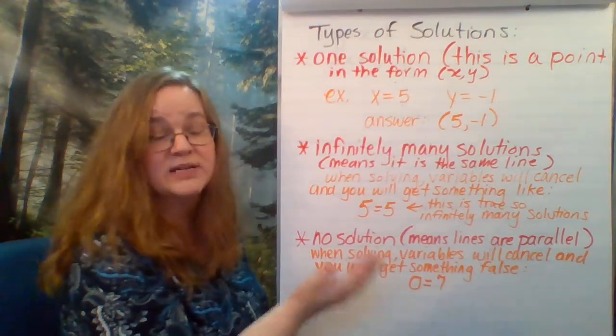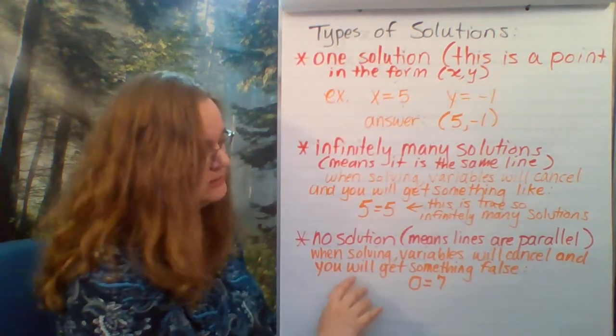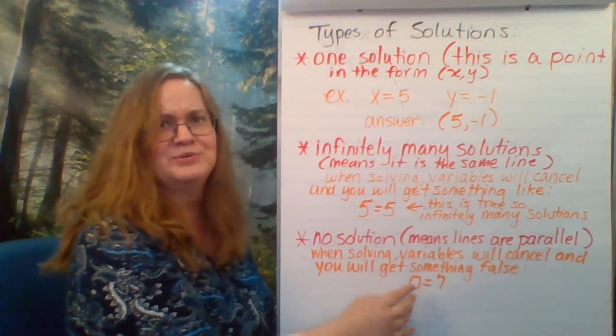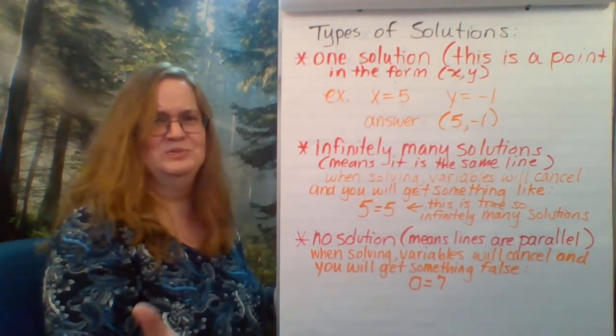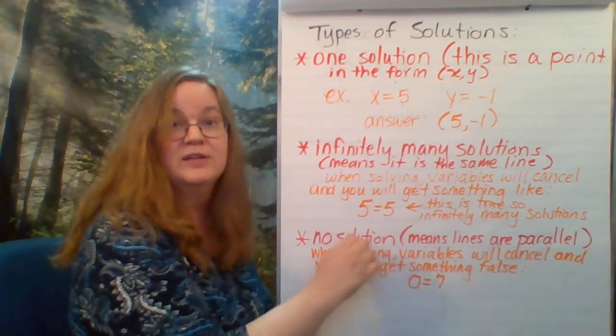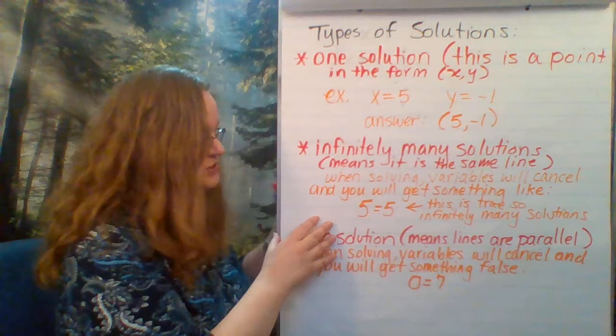And what happens is, again, your variables are going to cancel out, but this time you get something that's false, something weird like 0 equals 7. Well, you know 0 doesn't equal 7. That doesn't make sense, which means there's no solution. That's your clue that these are parallel lines. You're not going to have a solution to that.